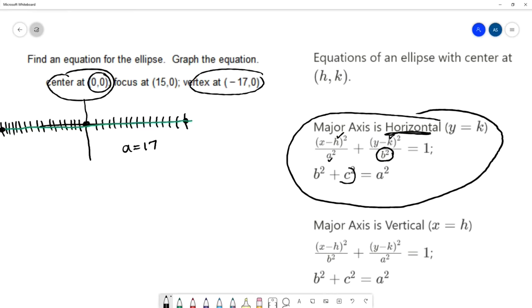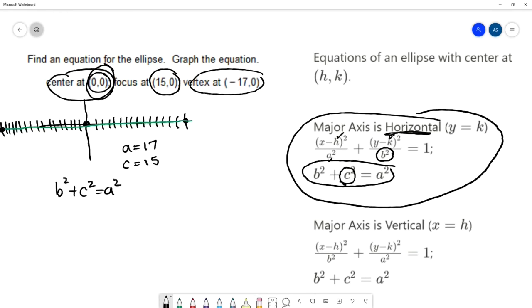But I do have information about C. C is the distance between the center and the focus. So I have the center and I have the focus, so I know that C is 15. And I can use this equation to figure out the value of B, my missing information. So B squared plus C squared is A squared. B squared plus 15 squared is equal to 17 squared.